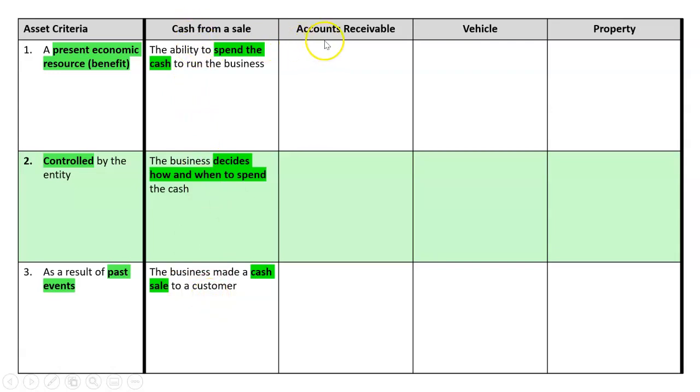What about an account receivable? We signed up a customer to a contract, we provided some services or sold them a good, but they haven't paid. We've given them 30 days to pay. Whilst they haven't paid us and they owe us money, they're called an account receivable or a debtor. So how is that an asset? What is the present economic resource or benefit we will get in the future from this account receivable? Well, we will get cash from them. That's the economic benefit we're going to get: money.